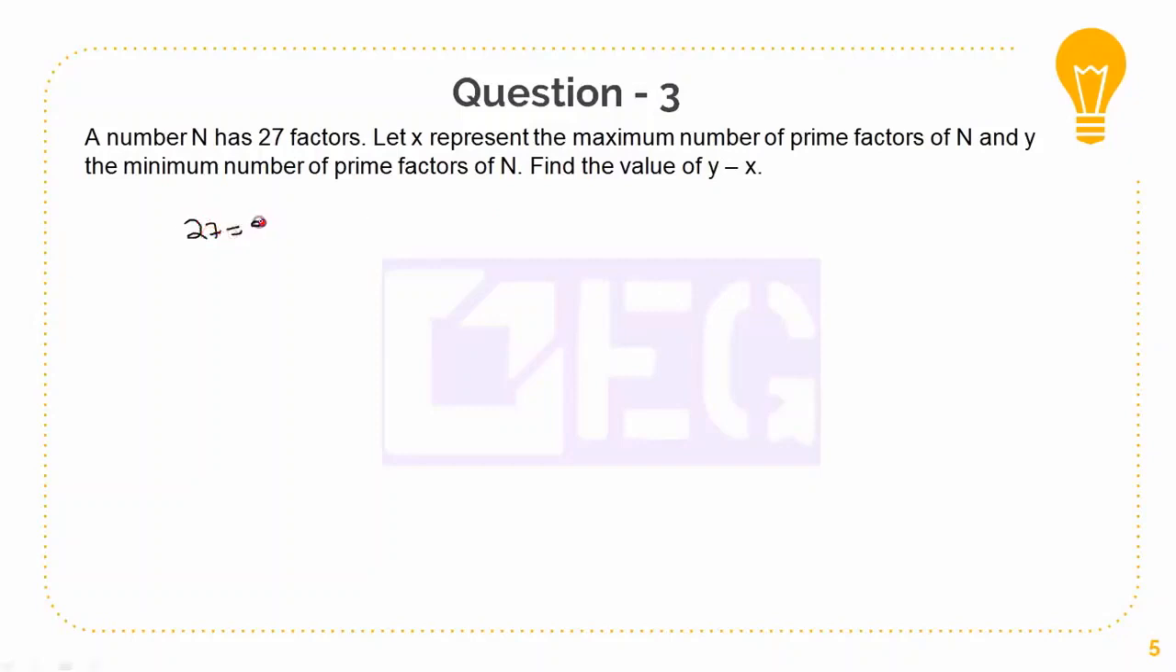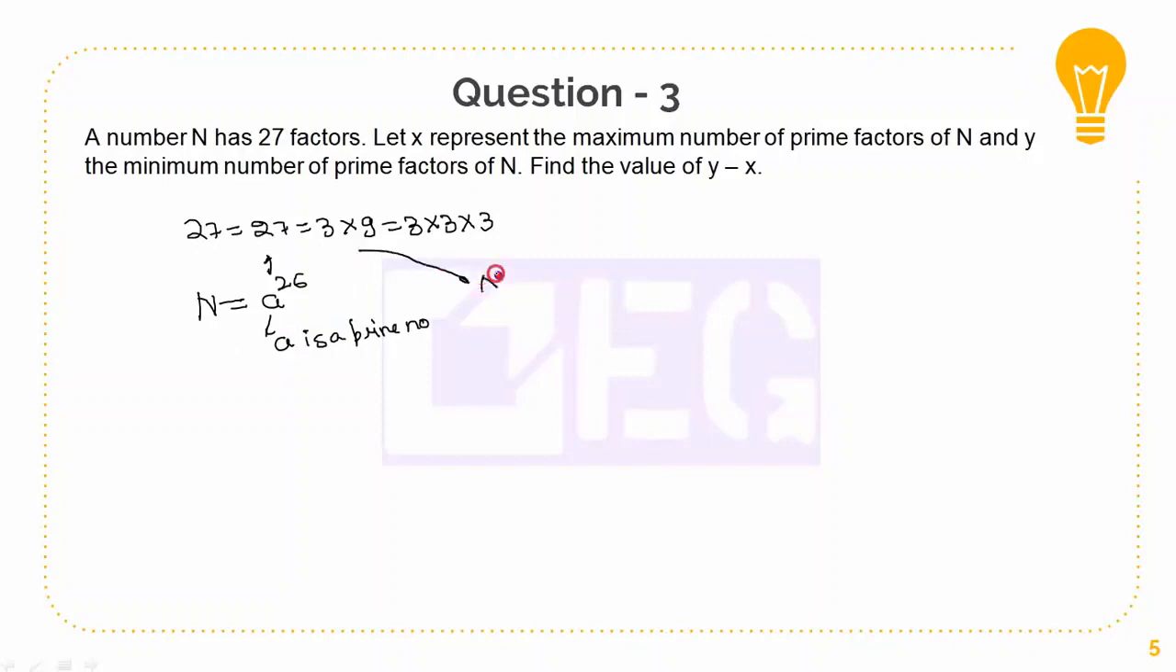We can write 27 as 27, or as 3 into 9, or as 3 into 3 into 3. That means the number can be represented in the form a to the power 26, which will give you 27 factors, where a is a prime number, like 2 to the power 26, 3 to the power 26, 5 to the power 26, all of which contain 27 factors.